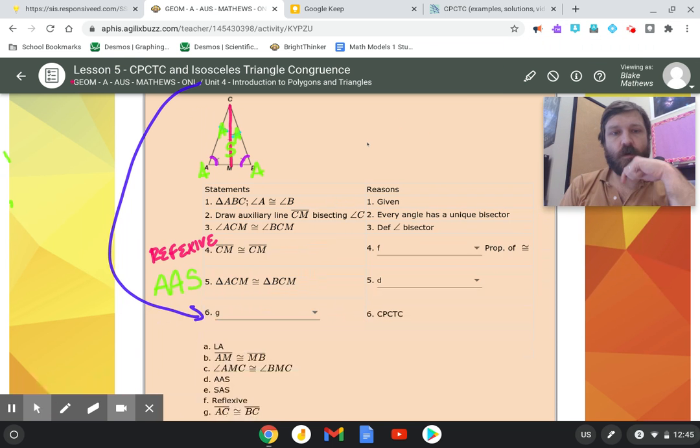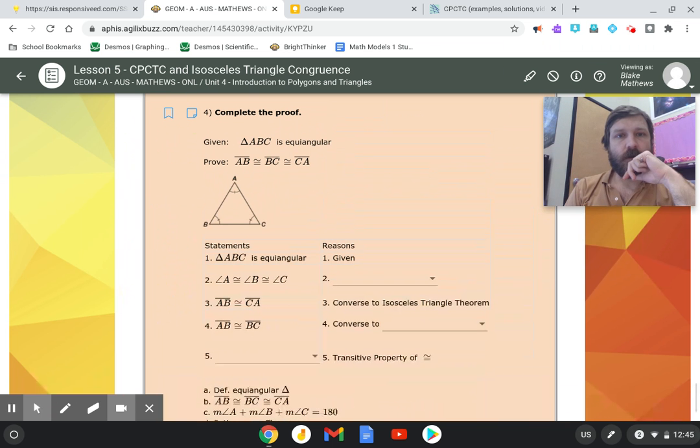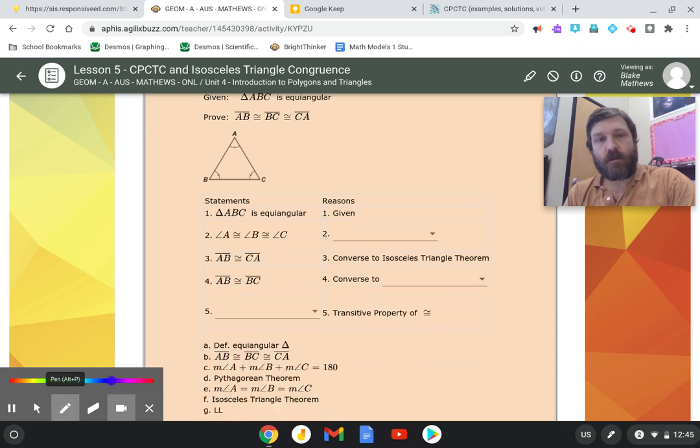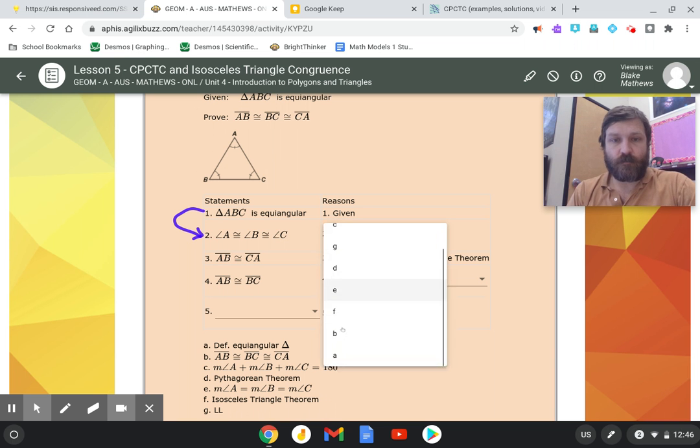All right, so let's look at our last proof down here. This won't take too much time. We have a given of ABC is equiangular, and we want to prove that AB, BC, and CA are congruent. Now, we already know, based on the theorems that we've gone over, that that's true, but how do we actually prove that? Well, first things first, statement number 1 tells us this fact in statement number 2, that those three angles are congruent. So that's going to be the definition of an equiangular triangle, A.